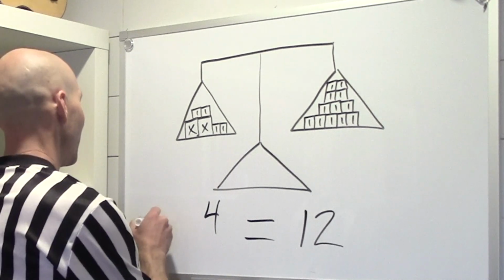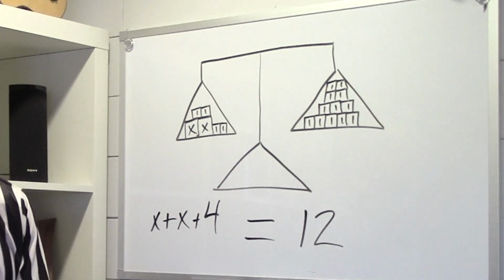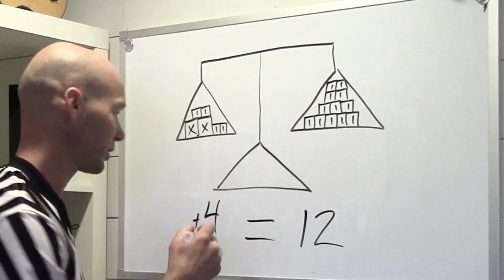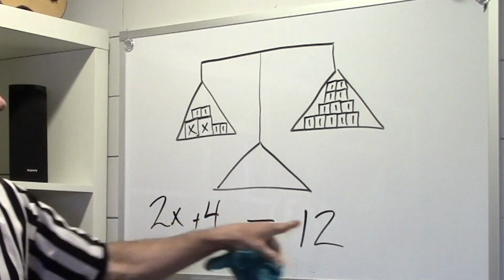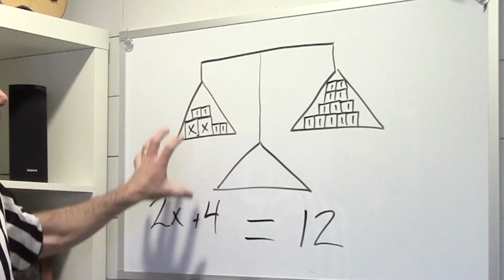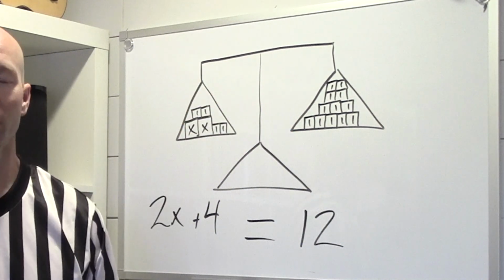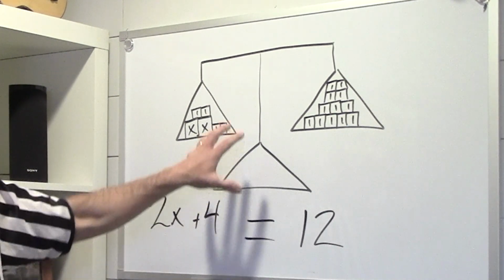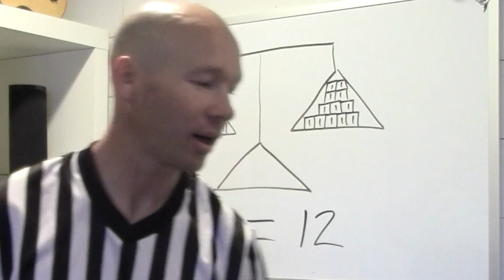So we could say X plus 4. Or a better way to say that in 6th grade, instead of saying X plus 4, we would say 2 times X, or 2X plus 4 equals 12. So now we're showing algebraically what this scale is showing. How can we find out the value of X now if we know that 2X plus 4 equals 12? What is the value of X?